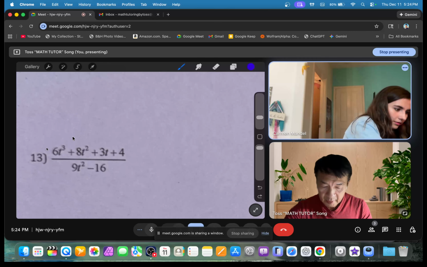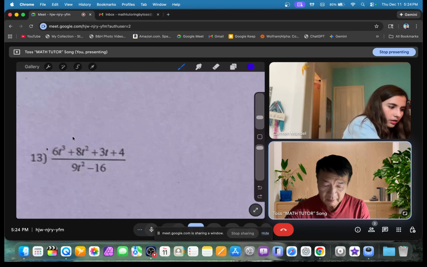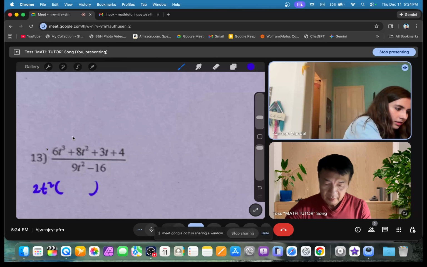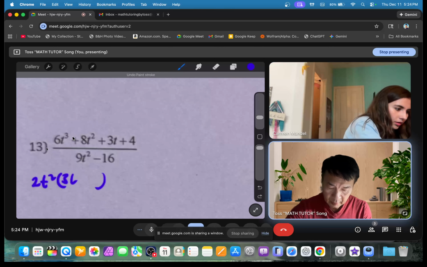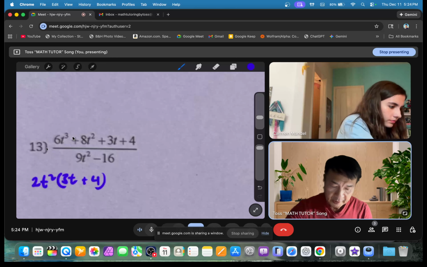So let's do the first two. Kind of focus on the first two. What is the greatest common factor? 2t squared. Yes. And then, second, 3t plus 4. Good job.